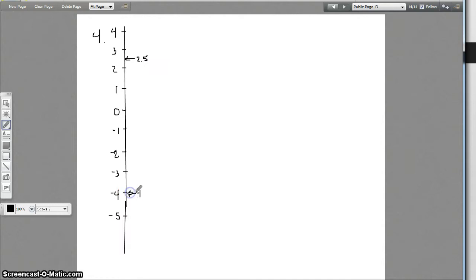Here's my -4. The next one we have is -1.6. Well, that's going to be a little bit closer to -2 than it is to -1. So about there, -1.6. The next one is square root of 9. Well, square root of 9 is equal to 3. So square root of 9 is going to be right here at 3.